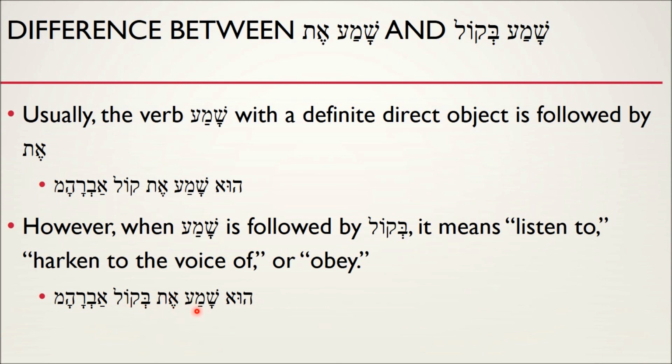Even with the et here, it's still the Shema mixed with bakol kind of intensifies the meaning of what's going on. So it's not just someone audibly hearing Abraham's voice. It is connoting that there is intentional listening and obeying happening here. So that's the difference between Shema et and Shema bakol.